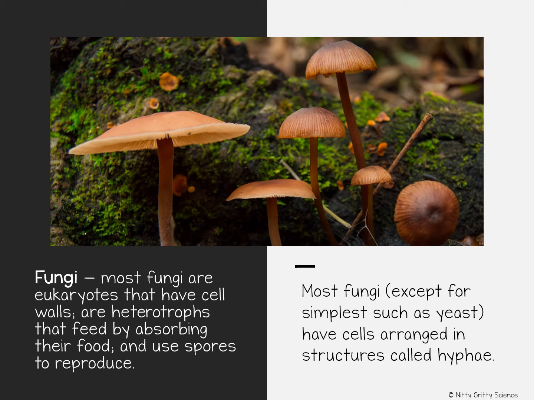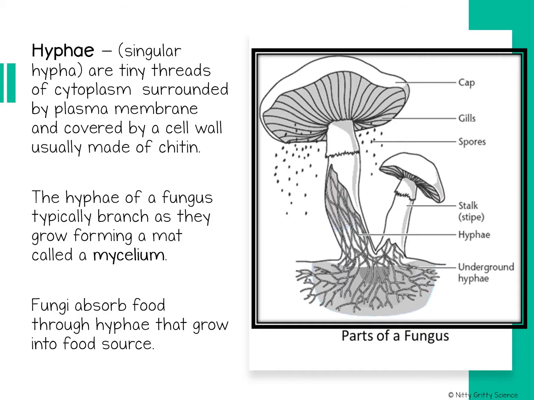Fungi can range from tiny unicellular organisms to very large multicellular organisms. However, the cells of all fungi are surrounded by cell walls, and all, except for the simplest form of yeast, the cells of a fungi are arranged in structures called hyphae. Hyphae are thread-like tubes that make up the bodies of multicellular fungi. They are actually tiny threads of cytoplasm surrounded by a plasma membrane and covered by a cell wall.